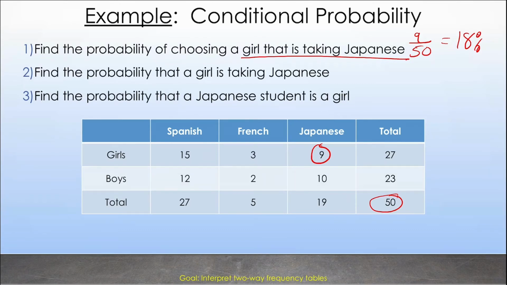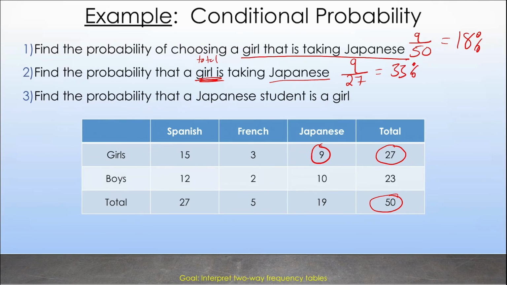Now it says find the probability of a girl who is taking Japanese class. So girls is my total here, where Japanese class would be the part. My total is girls, so I'd say 27, and the part is there are 9 of them, so 9 of 27 is a 33% chance.